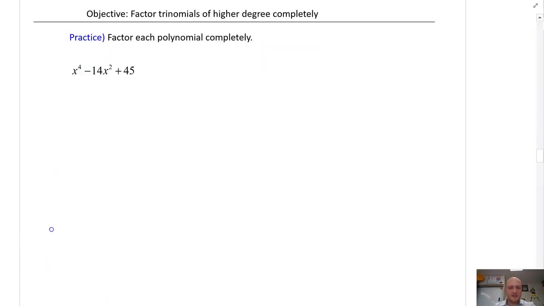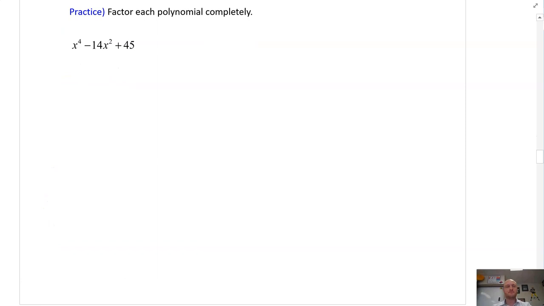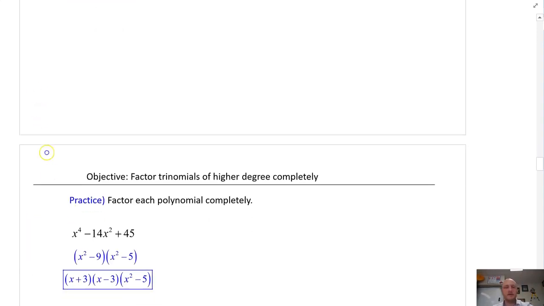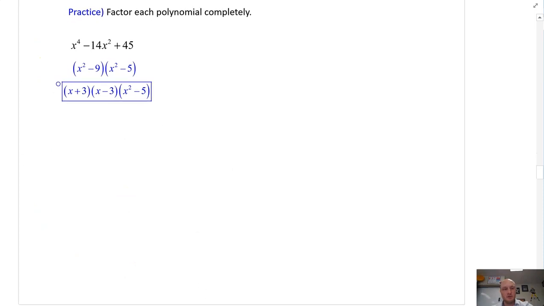Okay, next example. Here's the last example. Please pause the video and try this one. Okay, and here is the solution. So in this one, there was a difference of squares.